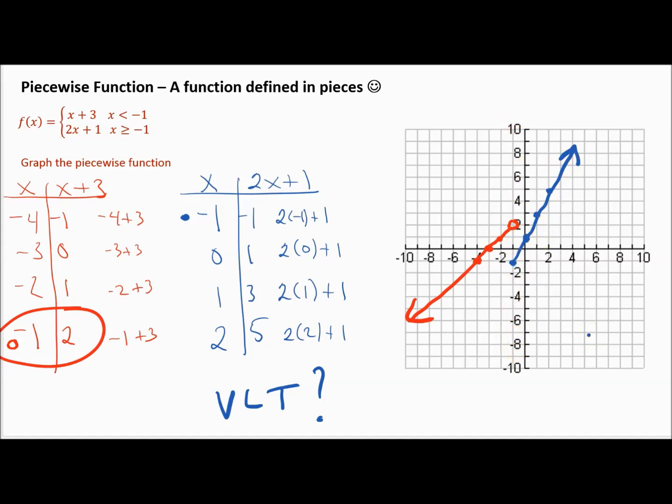And I like students, whenever they graph a piecewise function, to check to see if it passes the vertical line test. Because that's a good way to check to see if you drew one line too long or accidentally put an arrow where it doesn't belong. So please check that out for me. Now, next, let's graph another piecewise function. The more you practice these, the better you'll feel about it.